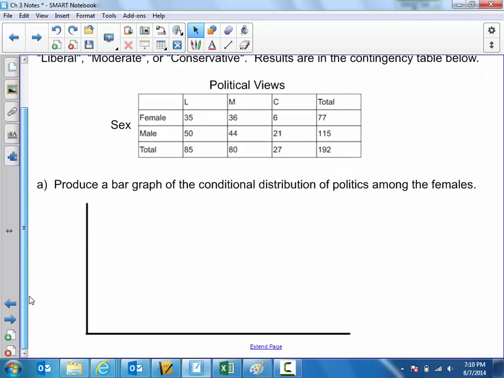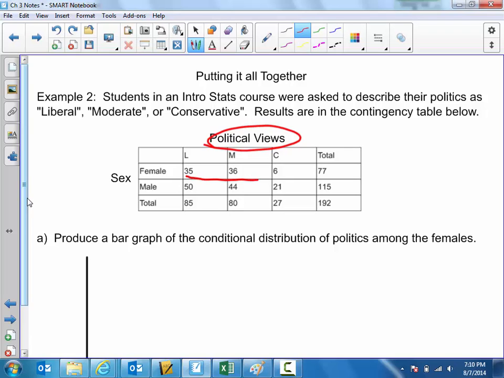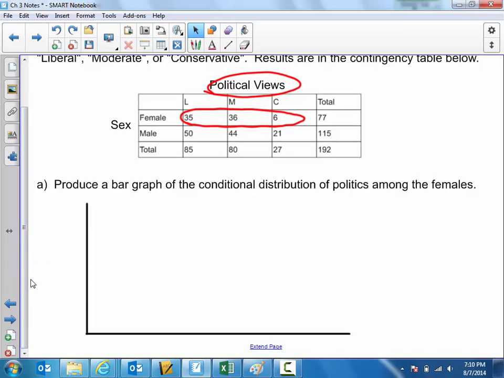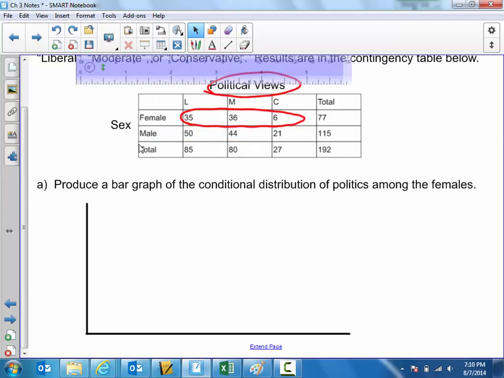Okay, example 2. Students in an intro stats course were asked to describe their politics as liberal, moderate, or conservative. So same data, I'm going to produce a bar graph of the conditional distribution of politics among the females. Okay, so where's the conditional distribution of politics? That is the variable right here among just the females. Well, that's going to be all of these data values right here. And because they want a bar graph, we don't have to turn these into percentages. So we can say, well, okay, 36 is the biggest count among those 3 different data values for political views.